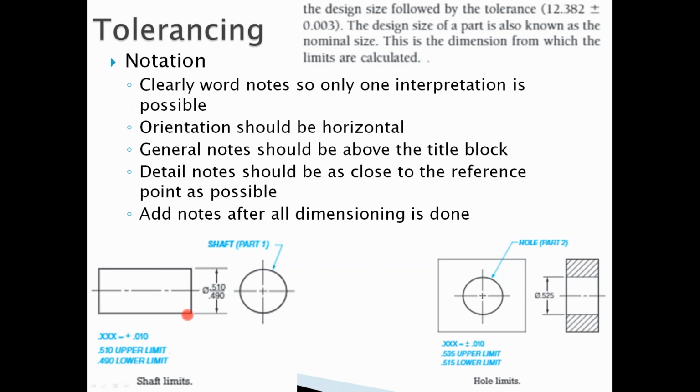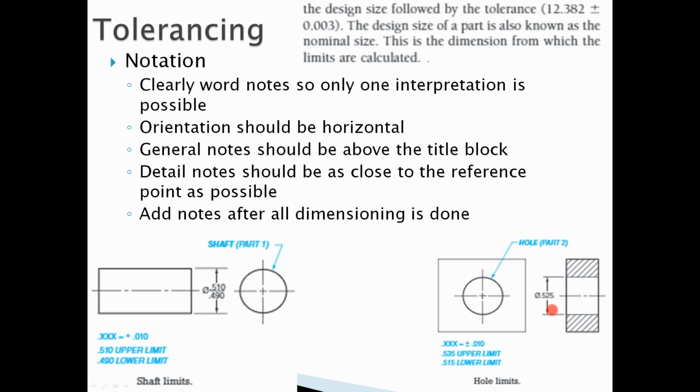Very important thing. For example, how are we going to define the limit? Given the dimension of the shelf, and then the tolerance is plus or minus 0.010. With acceptable tolerances plus and minus 0.010, you can just add to or subtract from the dimension. Add 0.01 to get the upper limit, and subtract 0.01 to get the lower limit.